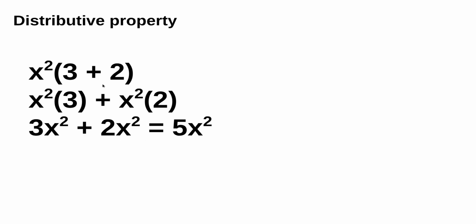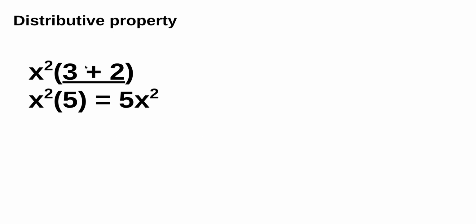Another way that I would do it is to just combine. You can add because it's the same exponent and the same variable. 3 plus 2 is 5, so it's 5x squared. Put them together.